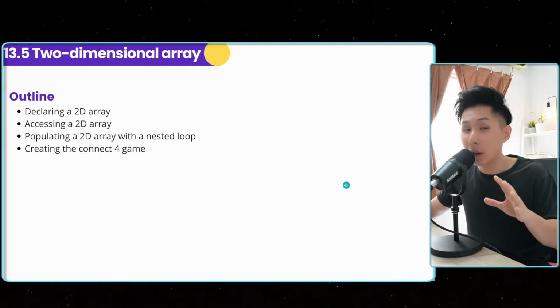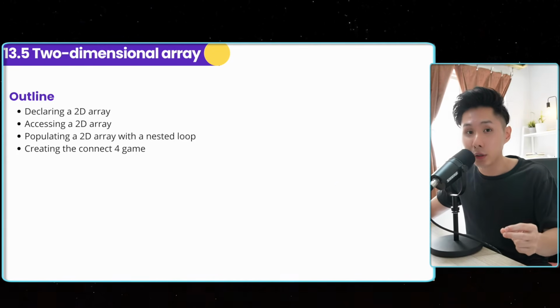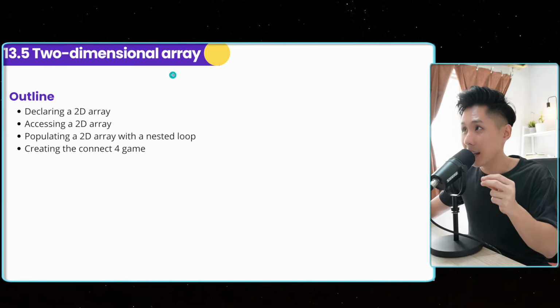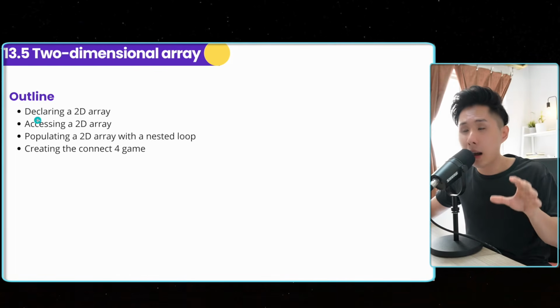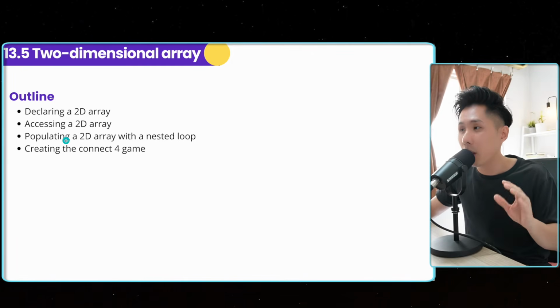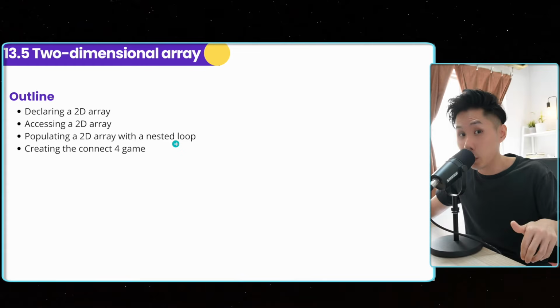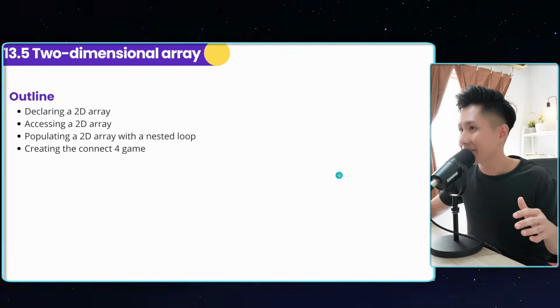And now we look into the next part of the data structure, also very commonly used. It's an array, but it's called a two-dimensional array. I'm going to show you how to declare a 2D array, how to access a 2D array, and how to populate a 2D array with a nested loop. Eventually, we'll create a Connect 4 game from scratch.